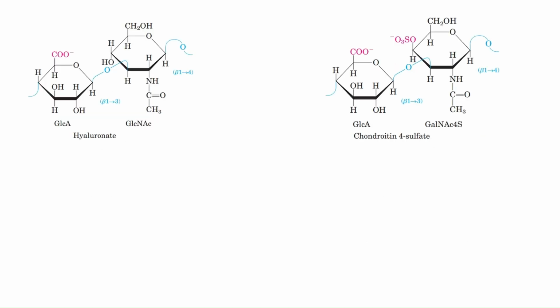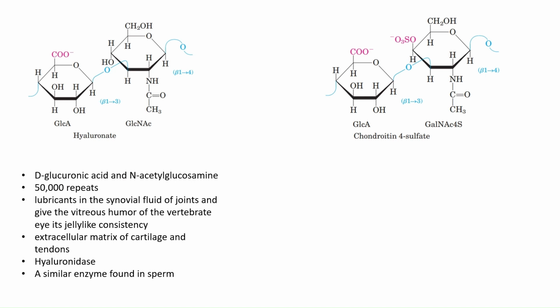Now, these are a few examples of heteropolysaccharides found in extracellular matrix. First is hyaluronate. The structure of hyaluronate is made up of glucuronic acid and N-acetylglucosamine. This whole unit is repeated multiple times. So it's a disaccharide. Two monosaccharides are present: one is D-glucuronic acid and the second is N-acetylglucosamine. These two are repeated 50,000 times to form hyaluronate or hyaluronic acid. Hyaluronic acid acts as a lubricant in synovial fluid of joints.